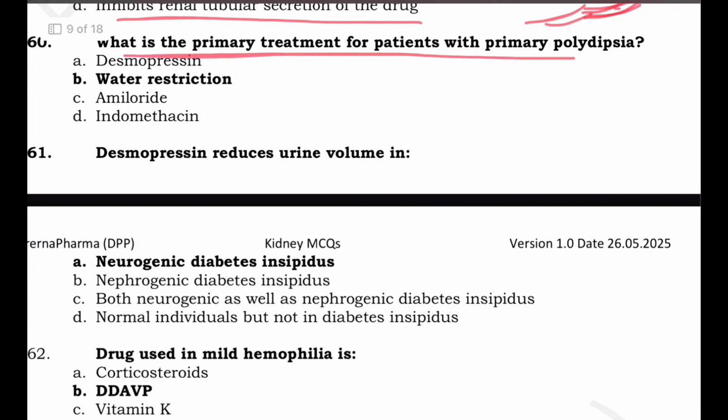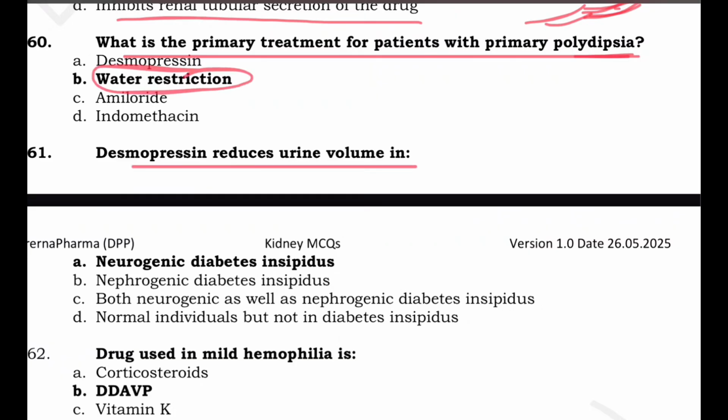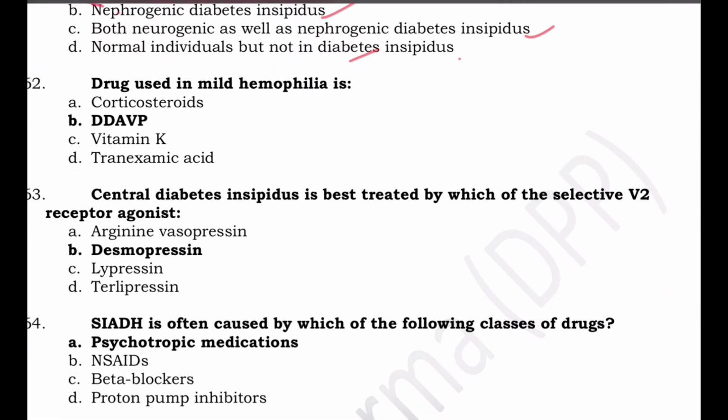What is the primary treatment for a patient with primary polydipsia? In primary polydipsia, you just need to do water restriction. Desmopressin reduces urine volume in neurogenic diabetes insipidus, and in normal individuals, but not in nephrogenic diabetes insipidus. Desmopressin acts by binding to V2 receptors in the collecting duct. In nephrogenic diabetes insipidus it is ineffective as the kidneys are unresponsive to the antidiuretic hormone, so it is basically used in neurogenic diabetes insipidus.